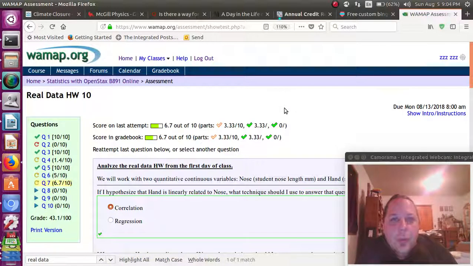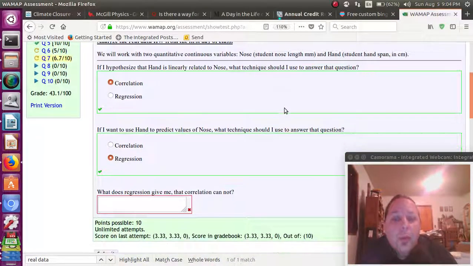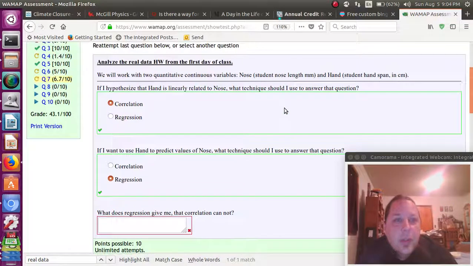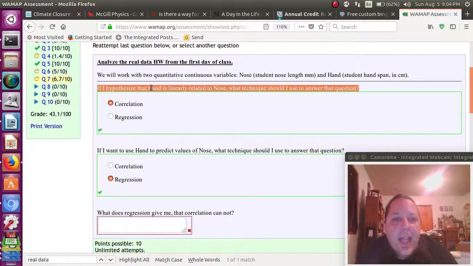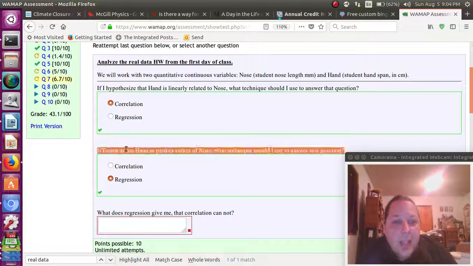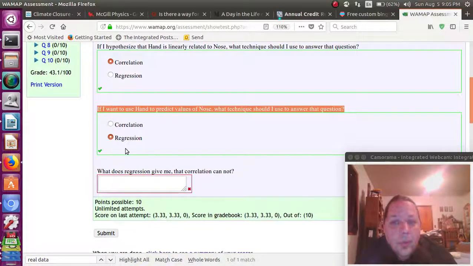I am going to show you now how to do linear regression, specifically simple linear regression. That means you only have one predictor. I've already answered the questions, but if I hypothesize that hand is linearly related to nose, what technique do I use? Well, that's a correlation. I use correlation for that. If I want to use hand to predict the values of nose, then I use regression.